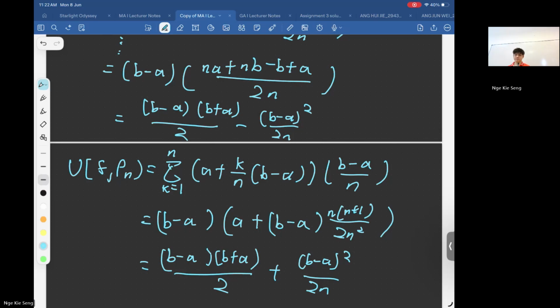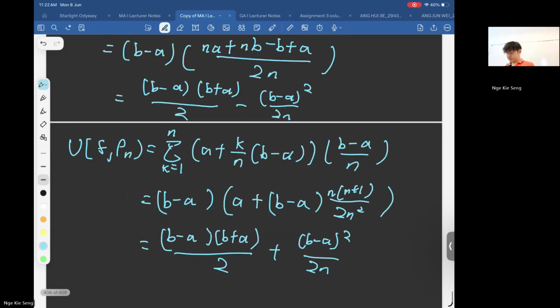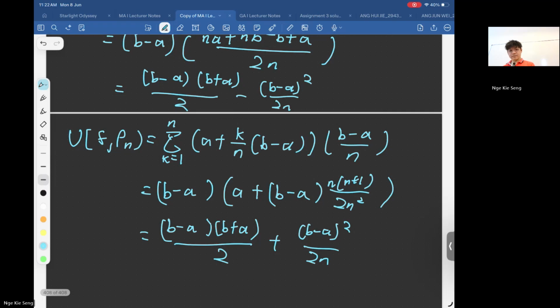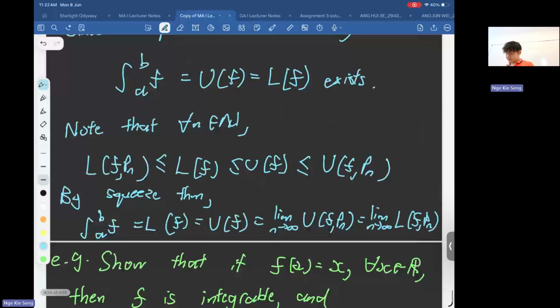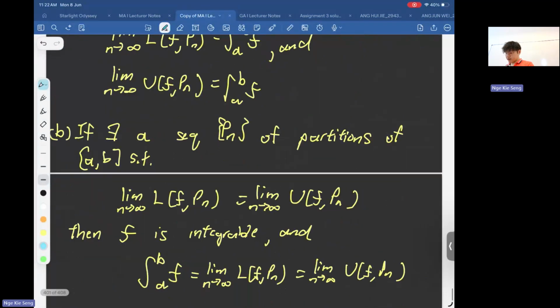This is enough, right? Let's check the common limit criterion. I just check that these two limits are the same, and then it's integrable, and that number is your integral. Good.